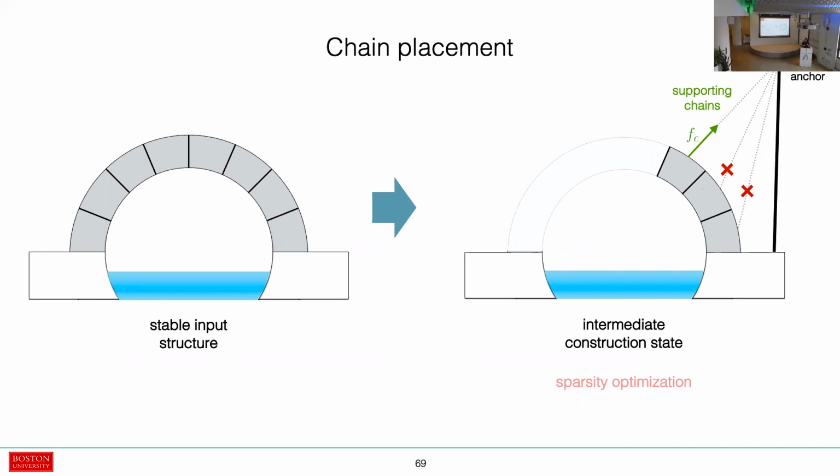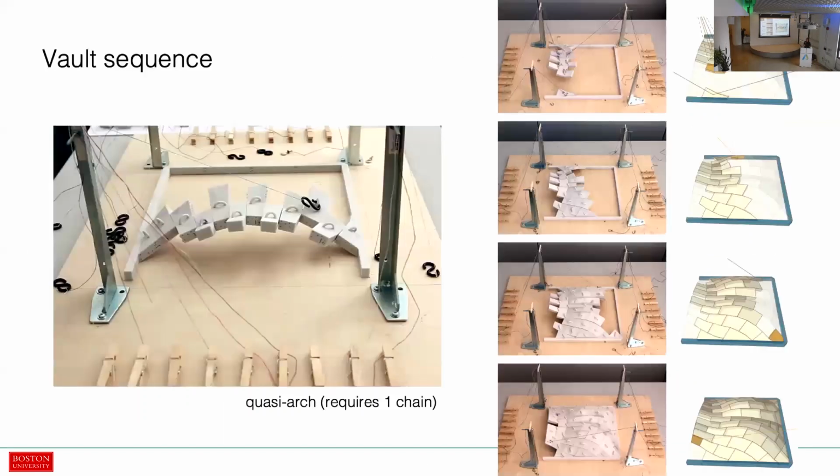And you can do this analysis of deciding the minimum number of chains required, again, using techniques in sparsity optimization. And this can be applied to simple structures like this one and also to the more complex shells. So we use those techniques to figure out the minimum number of chains at every state of the construction. So I'll show you a couple examples of what we produced.